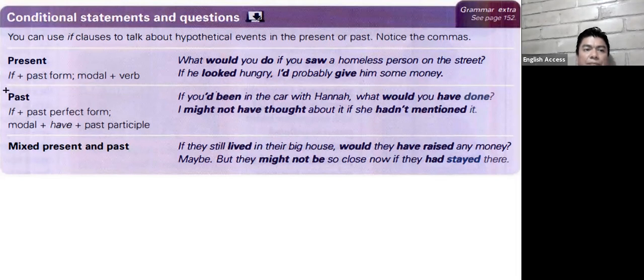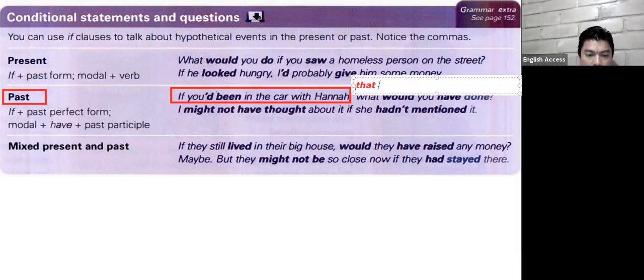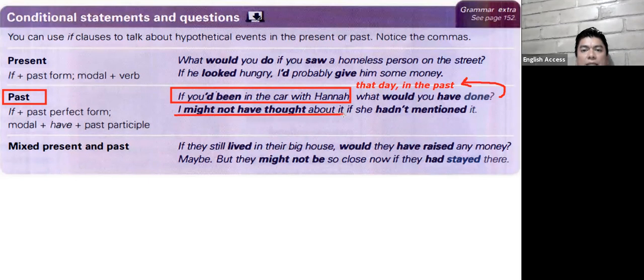About the past. If you'd been in the car with Hannah that day in the past, what would you have done that day in the past? The same tense. And the example says, I might not have thought about it that day in the past if she hadn't mentioned it that day in the past.